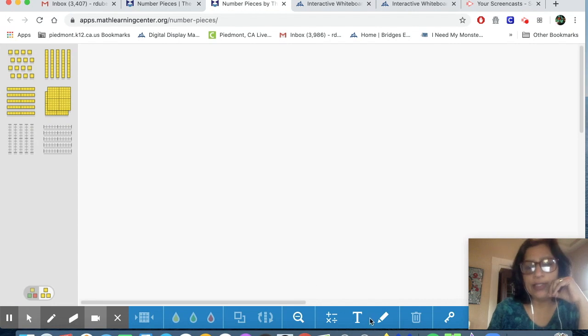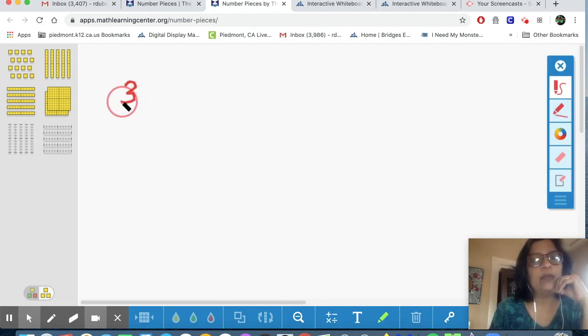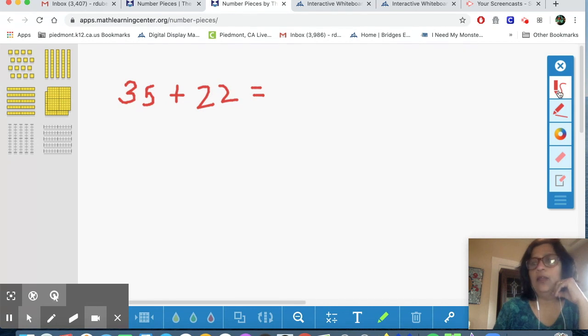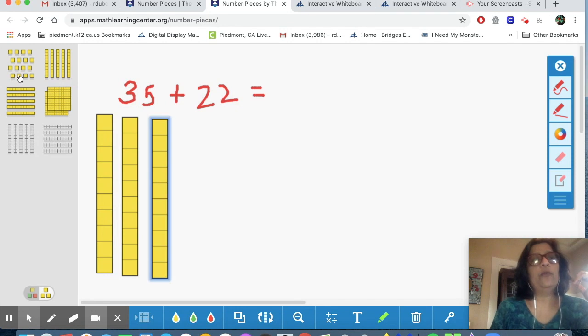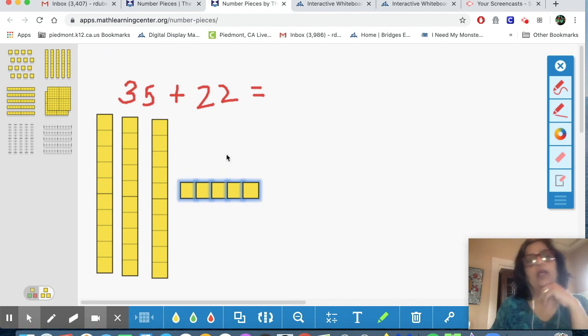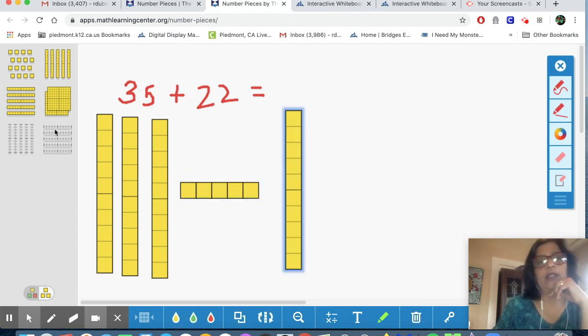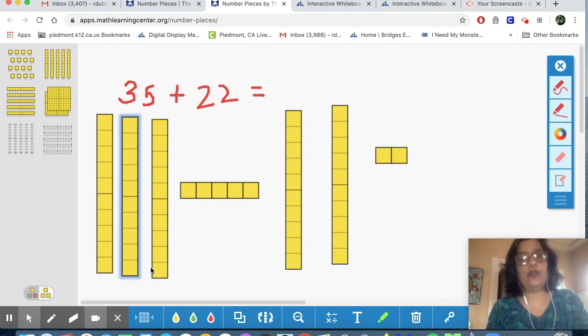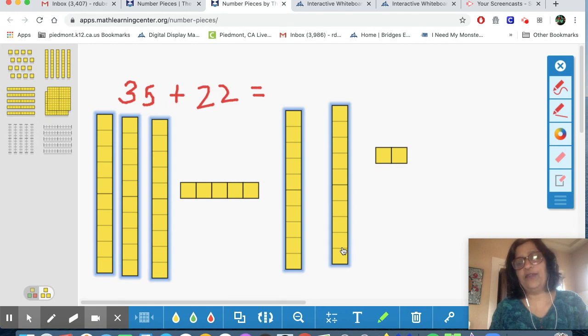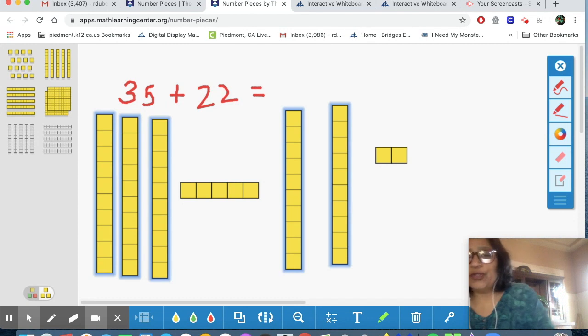If you were doing this on your Base 10 Block app, you could do 35 plus 22 equals what? And then you could definitely go 10, 20, 30, 31, 32, 33, 34, 35. Okay, that's 35 plus 22, 10, 20, 21, 22. You can go 10, 20, 30, 40, 50 plus 55, 56, 57. So you could do it that way.